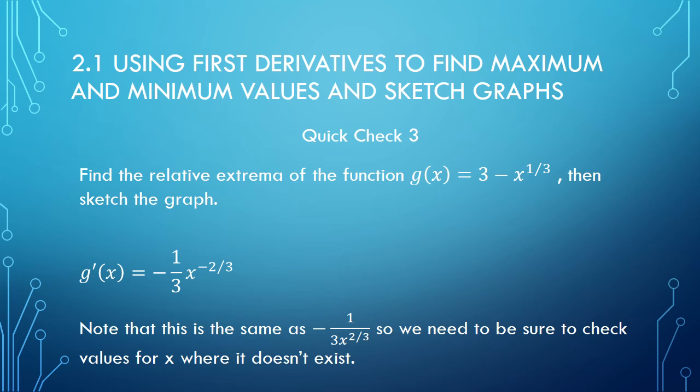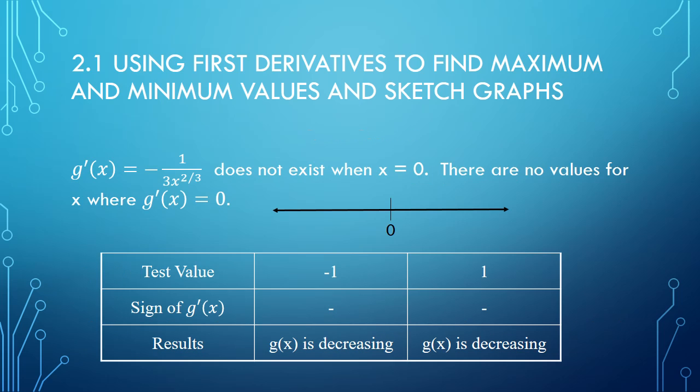So the first derivative, we have -1/3 x to the -2/3. You don't have to simplify it, but writing it like this reminds us that we do have a denominator here. And so we need to check to see where it doesn't exist, which would be when x is 0. And that's the only place where the first derivative is 0 or does not exist.